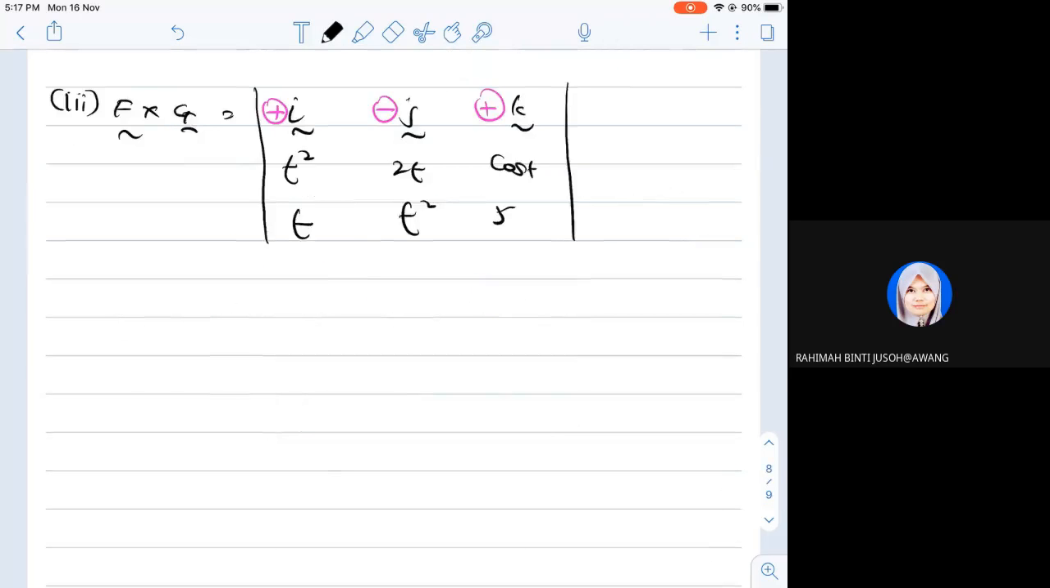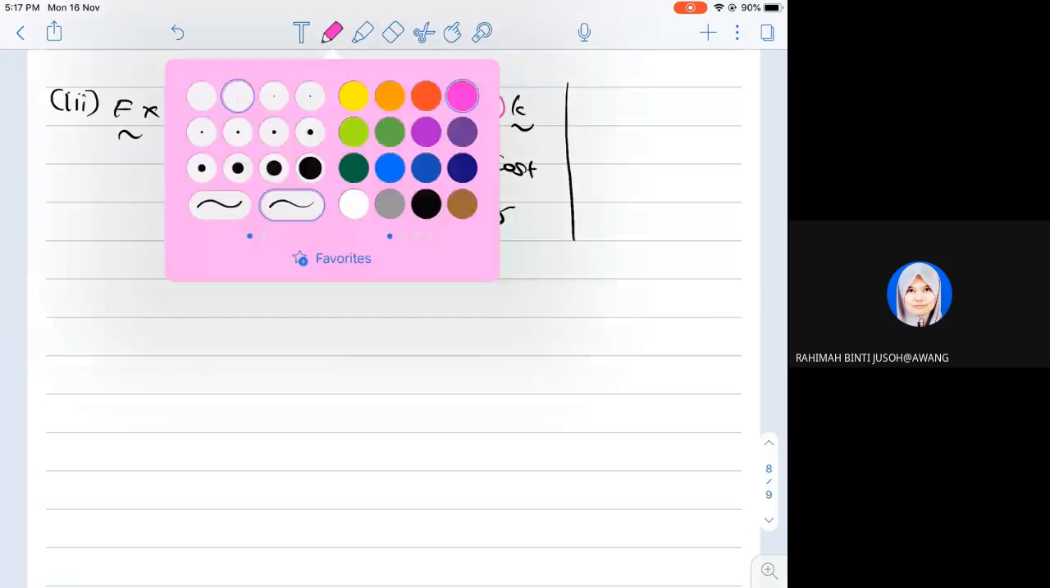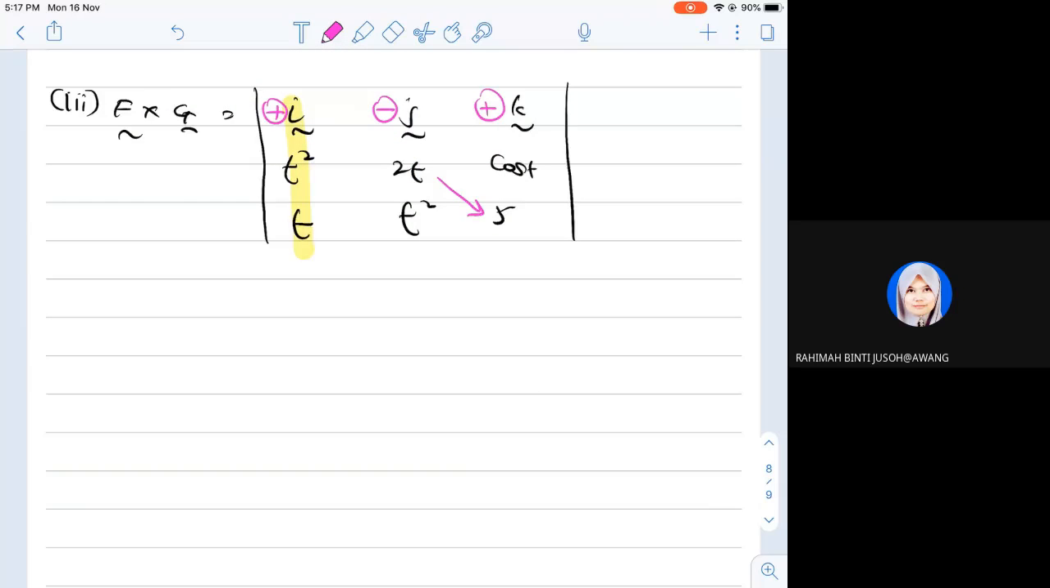So now the same concept, close the first column. Right now we are crossing the second and third column. So 2t times 5 minus t squared times cos t. So we will get, open this bracket, 2t times 5 minus t squared times cos t. So this is for the i component. For the j component, don't forget to put negative.